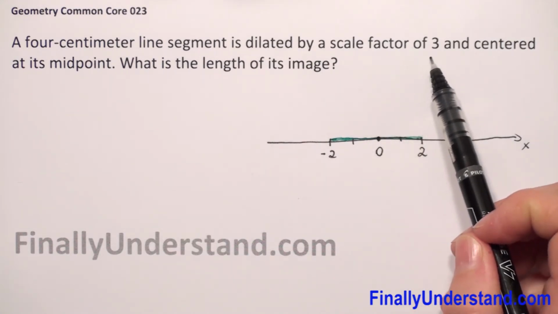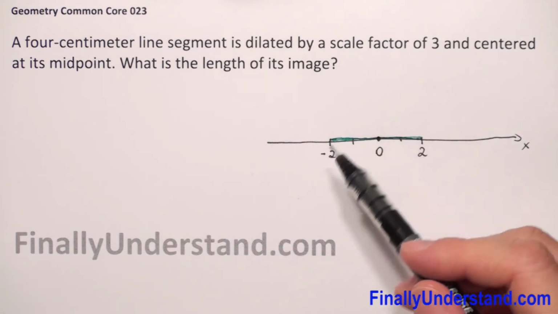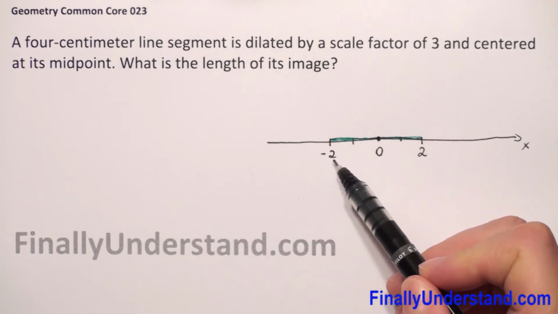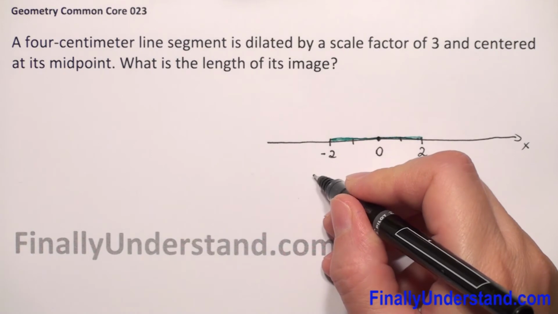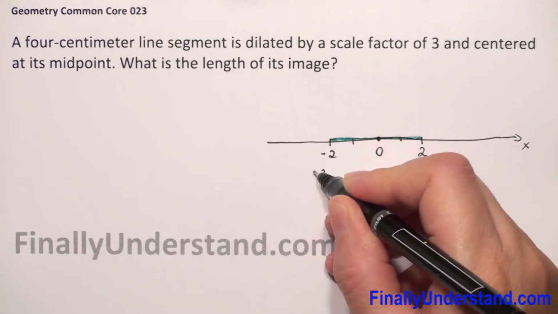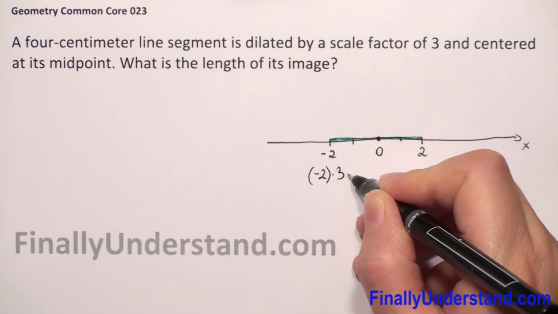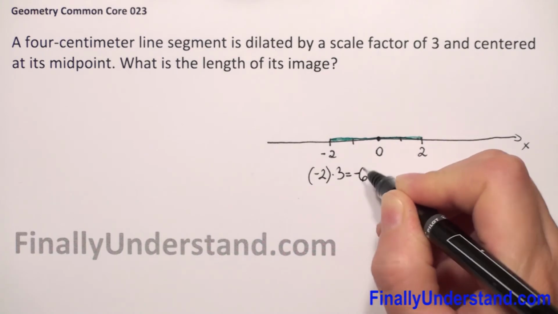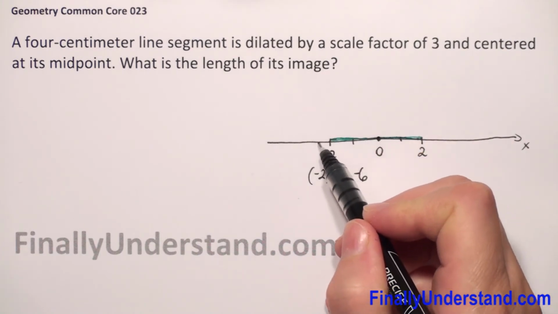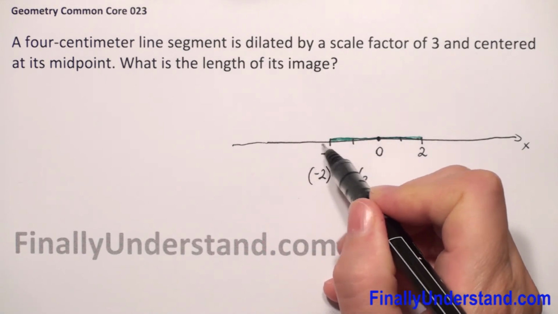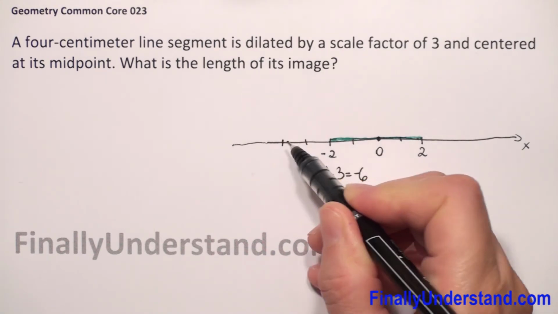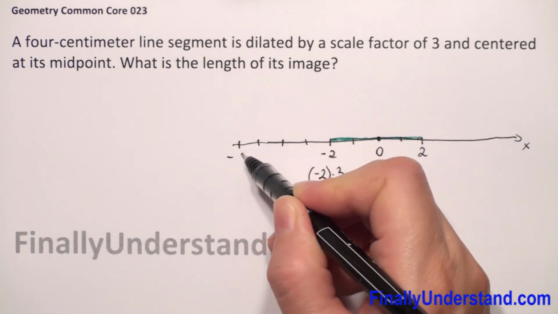scale factor 3, we have to multiply the endpoint -2 on the left side by 3. So -2 times 3 will be -6. So we have to go to -6 on the left side. -2, 3, 4, 5, 6.